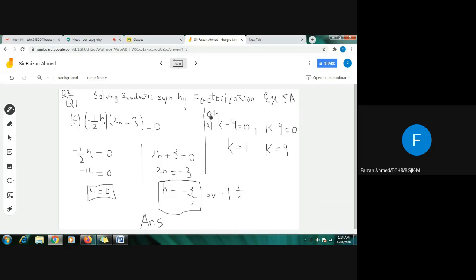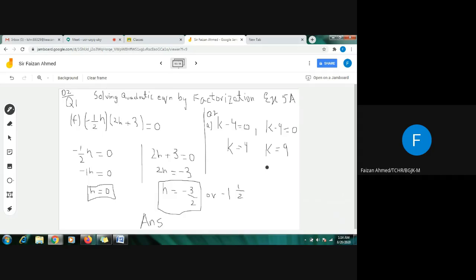There are lots of parts in this question and you can practice them. Question number 2 part A, we have two brackets. The first one was k minus 4 and the second one was k minus 9. Since both the brackets are being multiplied and equal to 0, we are applying the zero property. We are equating each bracket to 0 one by one. First k minus 4 equals 0, so k will be equal to 4, and then k minus 9 equals 0 and k will be equal to 9. So the two values of k are 4 and 9.